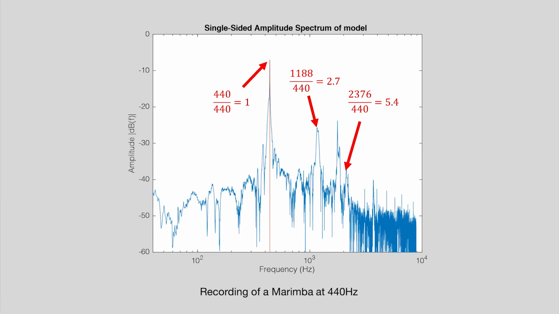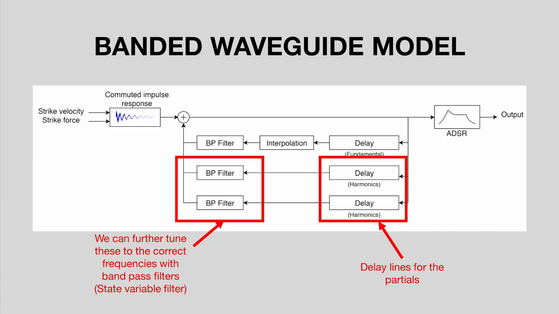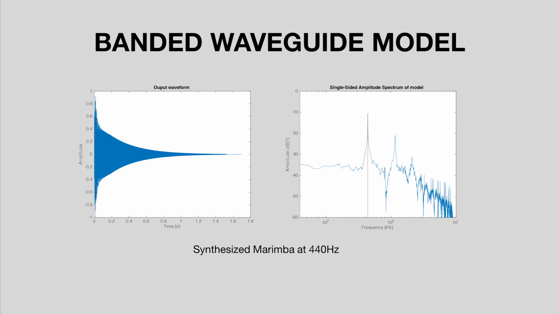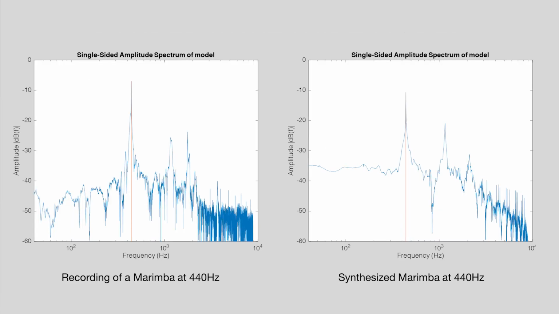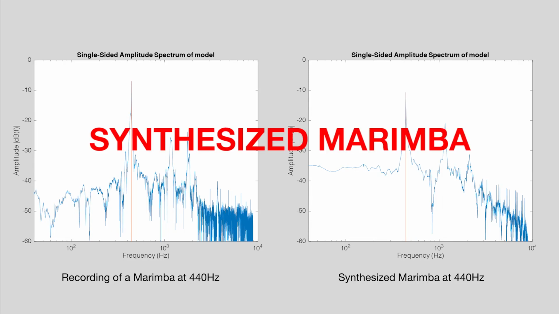There are 3 peaks I chose to tune the delay lines. One at the fundamental, one at 2.7 times the fundamental, and one at 5.4 times the fundamental. I then use these frequencies to tune the delay lines and set the cutoffs of the filters. This gives us a synthesized marimba sound. Comparing it to the sound of a recorded marimba, it sounds very similar.